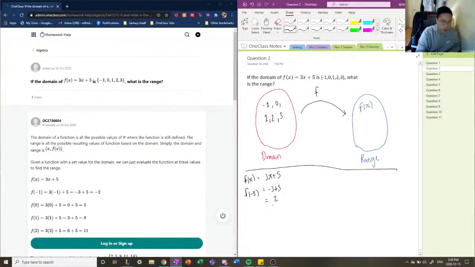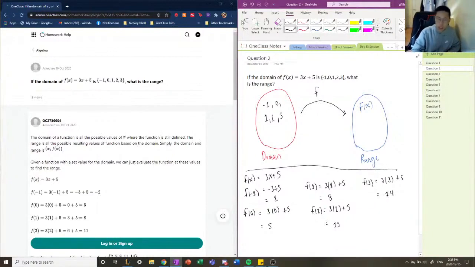F(0) equals 3 times 0 plus 5, which equals 5. F(1) equals 3 times 1 plus 5, which equals 8. F(2) equals 3 times 2 plus 5, which equals 11. And finally, f(3) equals 3 times 3 plus 5, which equals 14.